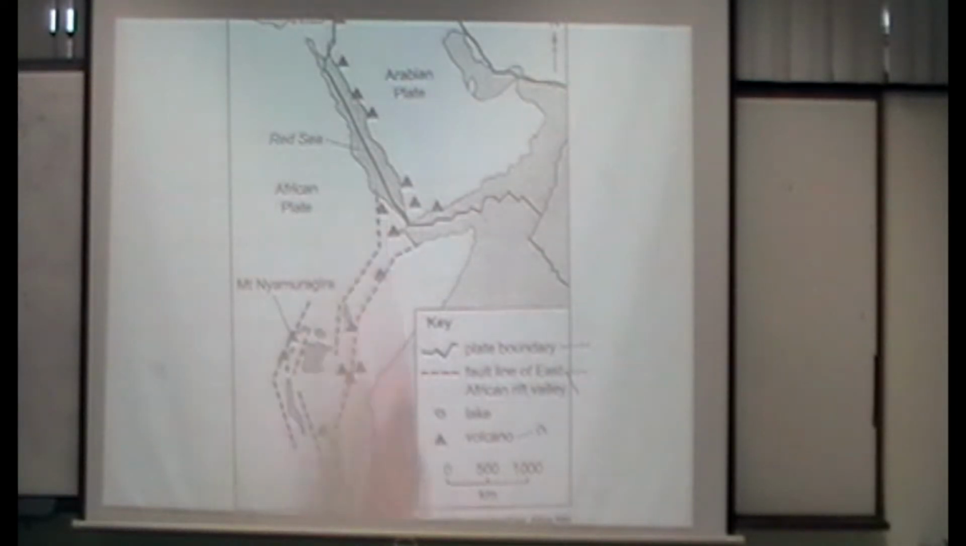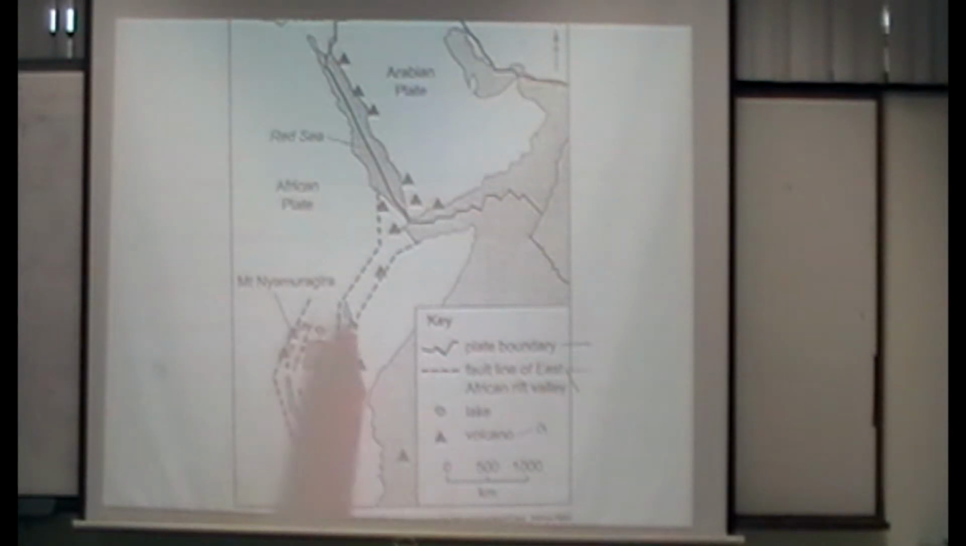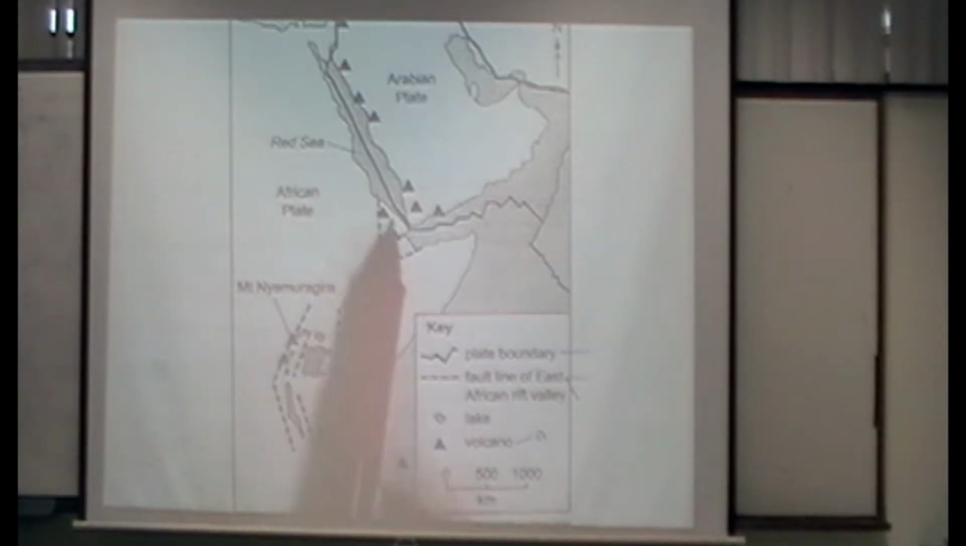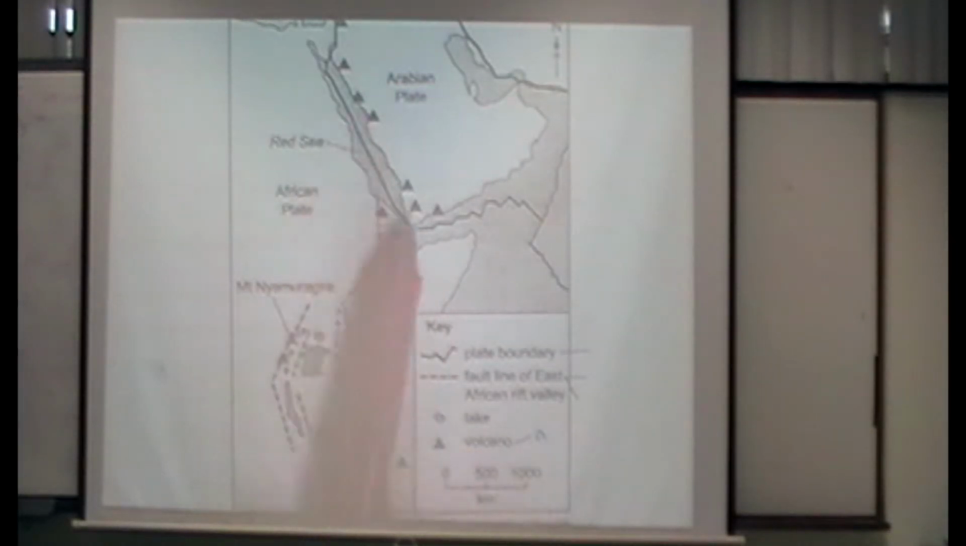Then you see the lakes. Where are the lakes located? Here, you see these lakes over here. This here can be considered a very big lake as well. And then you see volcanoes as well. You see the volcanoes located here, here, and so on.